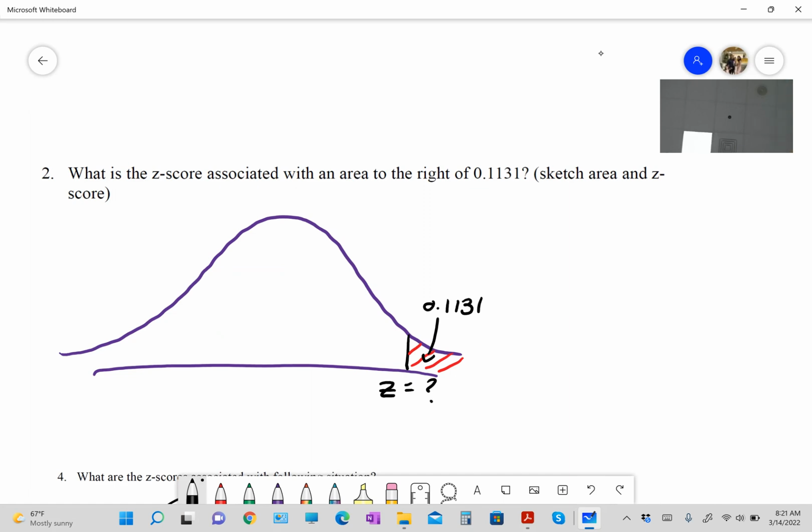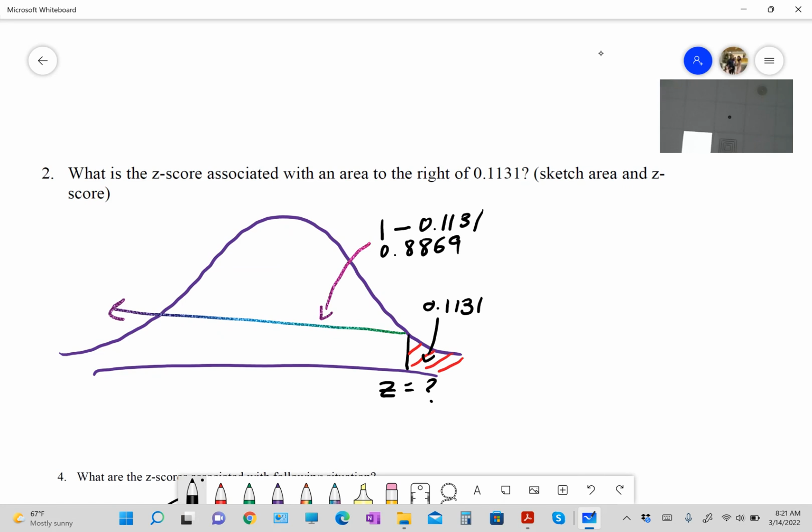Now you have a few choices to make here. The most obvious and easiest choice is you would go ahead and figure out the area over here. Yes, you would have to subtract. You'd have to take 1 minus 0.1131, which comes out to what? 0.8869. So now you know the area to the left is 0.8869.